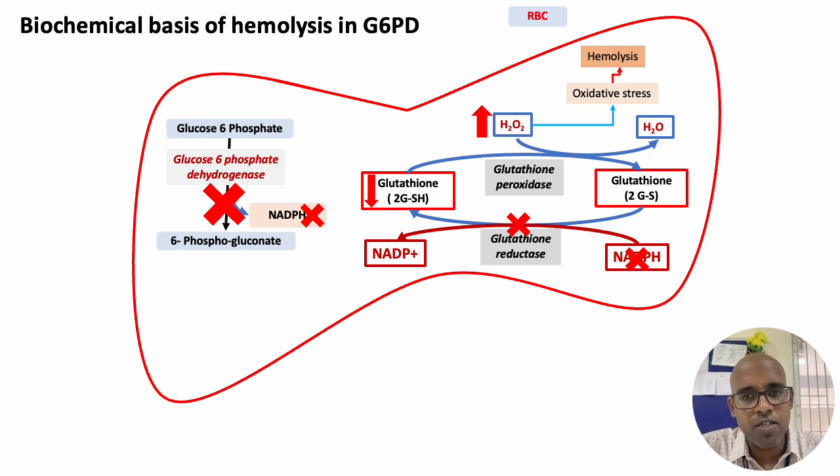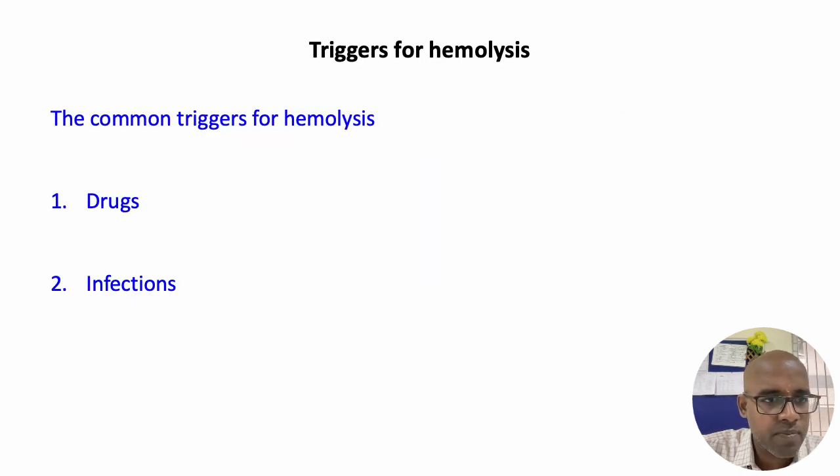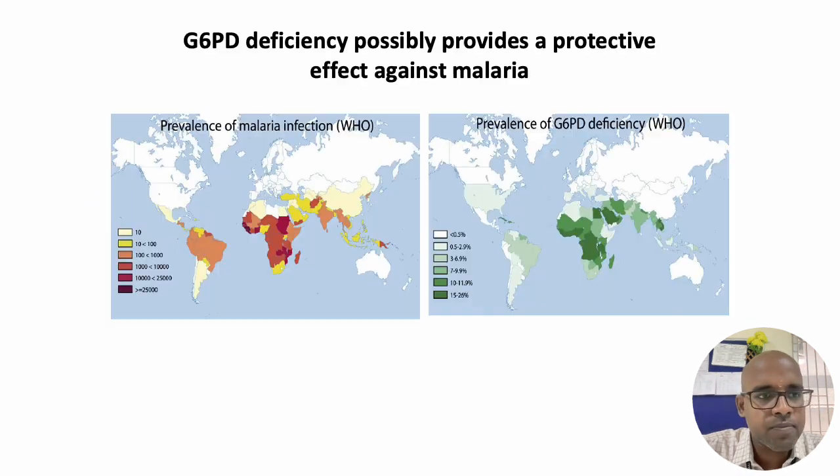Does this hemolysis occur always in a patient who is having the mutation? No. There are certain triggers for hemolysis in those patients who carry this mutation. There are two important triggers: one is drugs, one is infections.